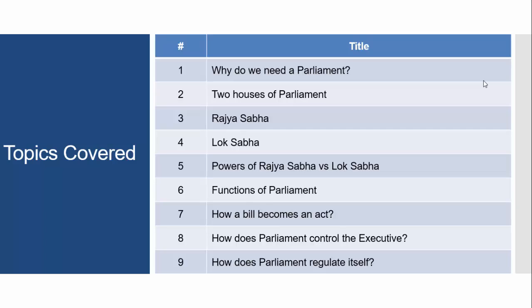Number one, why do we need parliament? Two houses of parliament, Rajya Sabha, Lok Sabha, powers of Rajya Sabha versus Lok Sabha, functions of parliament, how a bill becomes an act, how does Parliament control the executive? How does Parliament regulate itself?